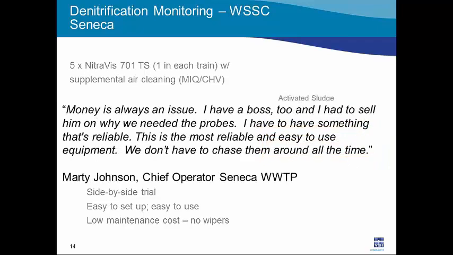And so money is always an issue. Marty Johnson, the chief operator there, told me he has a boss too, and he had to sell him on why he needed the probes. He says, I have to have something that's reliable. This is the most reliable and easy to use equipment. We don't have to chase them around all the time to get them to work.